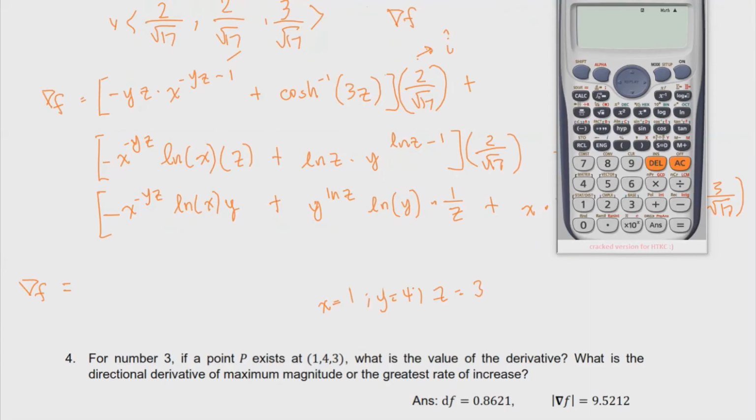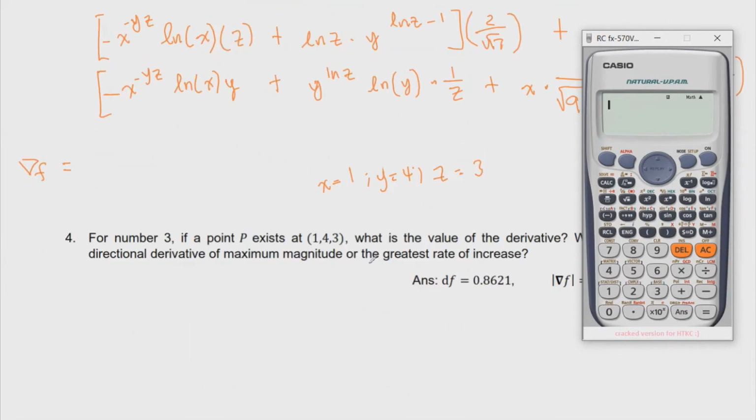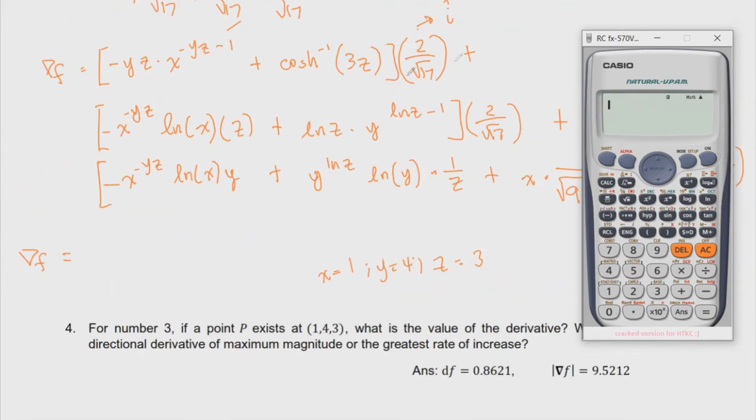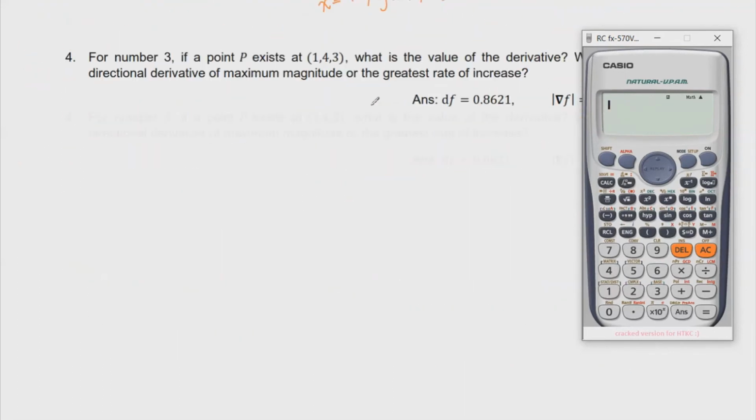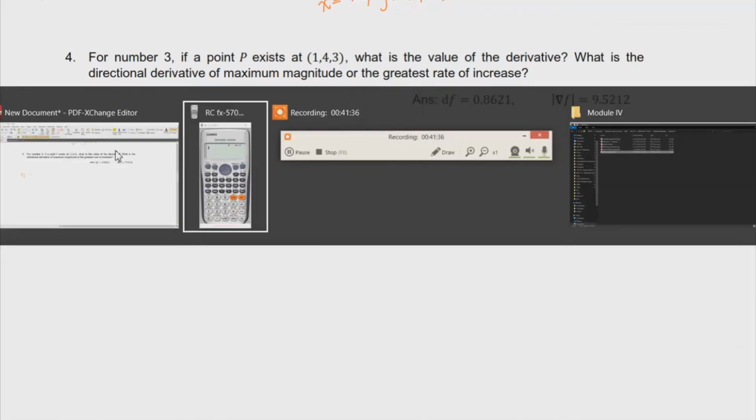Okay, so now let's find the maximum magnitude of the directional derivative. I'll be showing you how it is done, but the main idea is just the same as the directional derivative, only that you don't have to multiply it with 2 square root of 17. You just leave it right there.